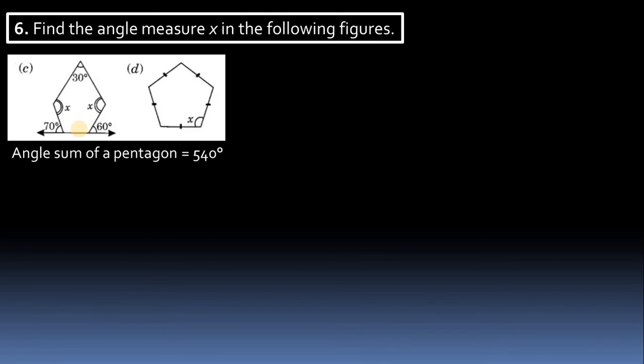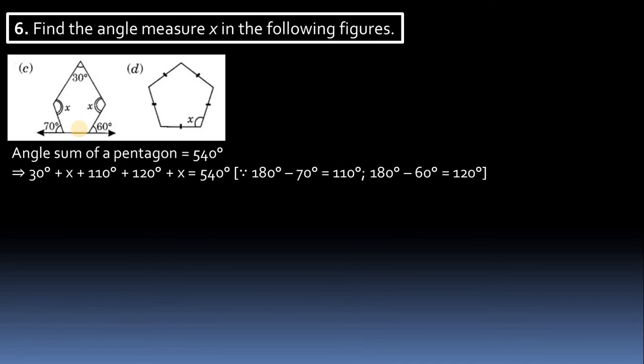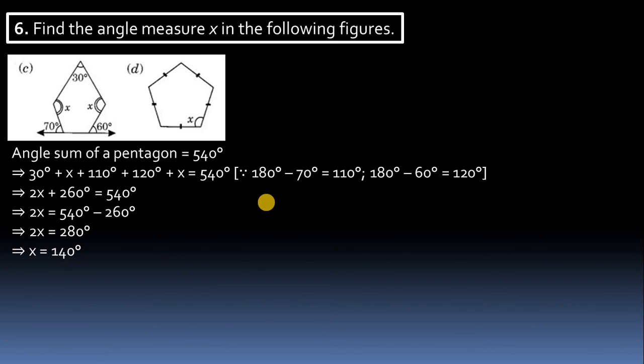So in the angle sum of a pentagon it is 540, and as it is 540, you do the addition: 30 plus x plus 110, 120 and x. How does the 110 come? Because of 180 minus 70, and here 180 minus 60, because of the linear sum property. Then here 2x plus 260, so you can calculate the value of x, it is 140.